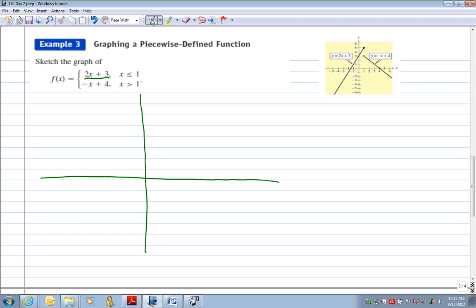I'm going to create some ordered pairs for this one. I'm going to always plug in the restriction, no matter if it's equal or not. If it's equal, the dot on the graph will be filled in. If it's not equal, the dot on the graph will be open.